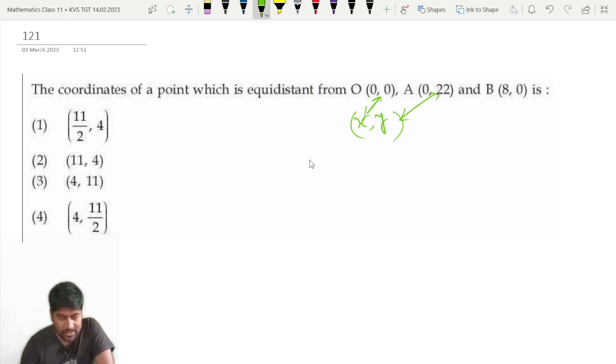So by the given condition, what we can write: x square plus y square is equal to, that is the distance between (0, 0) and x comma y. I have taken square. This will be square root actually, but I am taking a square on both sides.